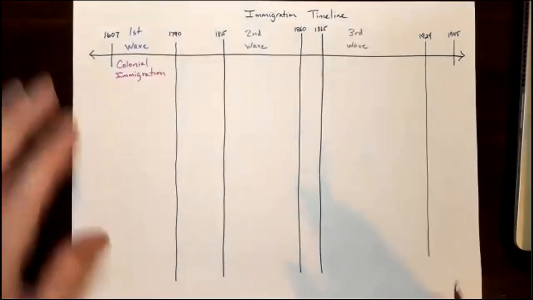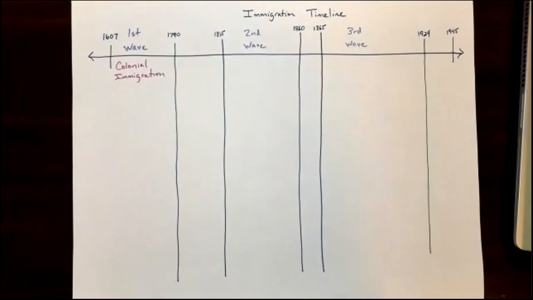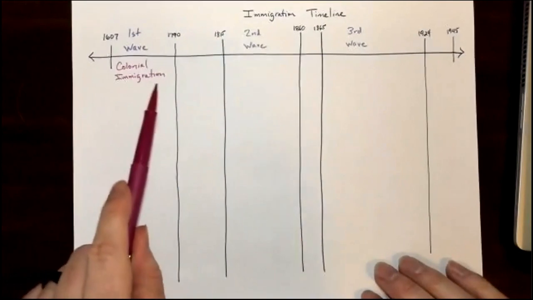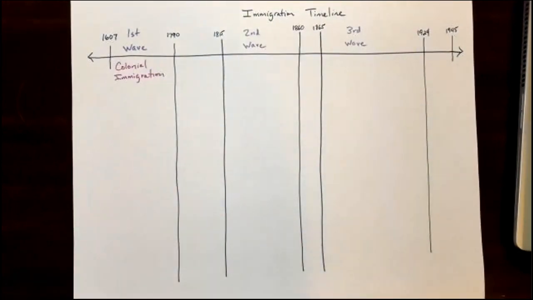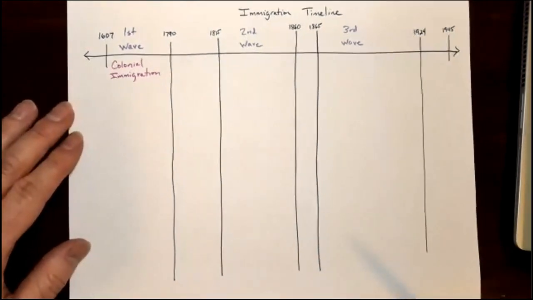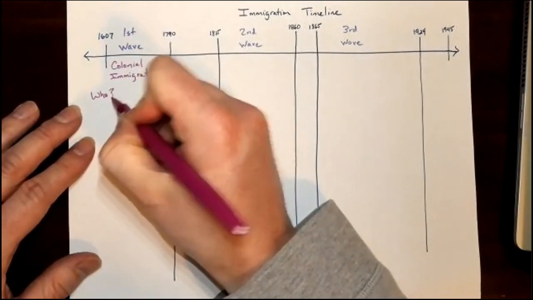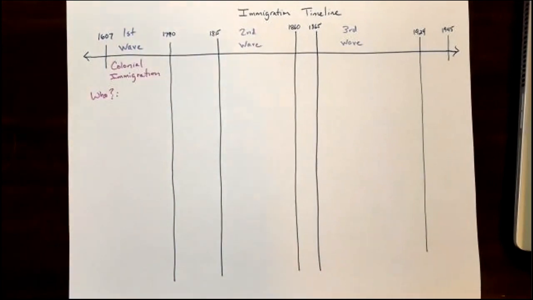Colonial immigration begins outside of the time period that we need to know. It begins with Jamestown in 1607, but it goes all the way up into 1790, and we're talking about the Revolutionary era. So this is something that could potentially be on the AP exam. The first thing we want to know about is who is coming to America during this first wave of immigration. So I'm going to write the who. Think about who was helping to colonize the United States early on in its history.